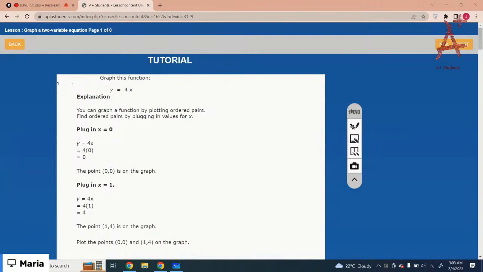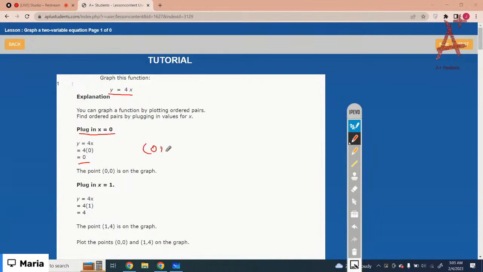For example, the first one is y equals 4x. For this one, first you have to plug in x equals 0, got it? When you put x equals 0 in the equation, y equals 0. That would be an ordered pair. Pair means for each value of x you have a value of y, got it? Then we substitute x equals 1, so it is 4 times 1, which is 4. So another point is (1, 4). Got it? Now we have (0, 0) and (1, 4).